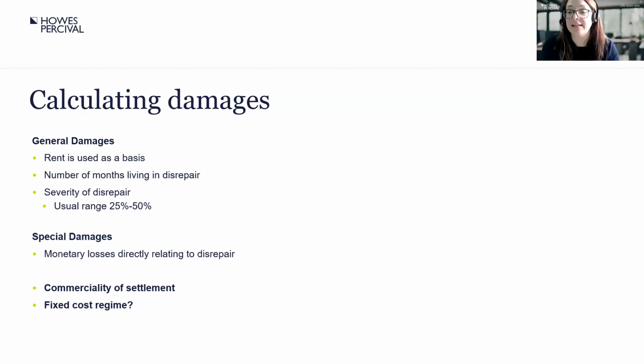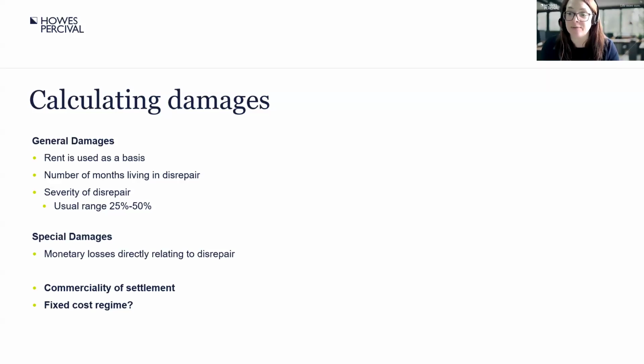If the tenant can show that the disrepair has sufficient impact on their enjoyment of the property, and they can prove those 4 points, so there's a defect, the landlord's on notice, the landlord's failed to repair it, and the tenant has suffered a loss, then the tenant will be entitled to damages or compensation. And the rent of the property is used as the basis for that calculation.